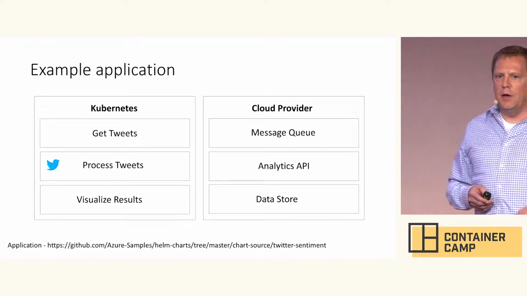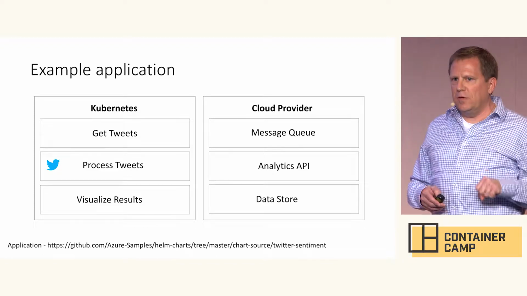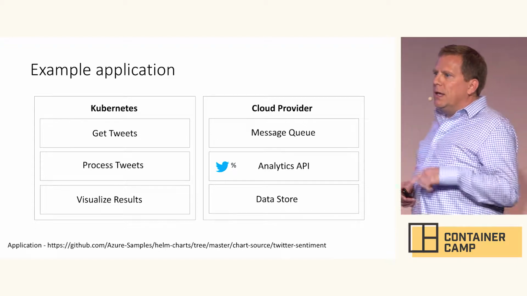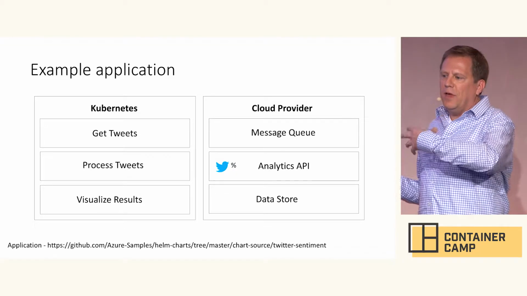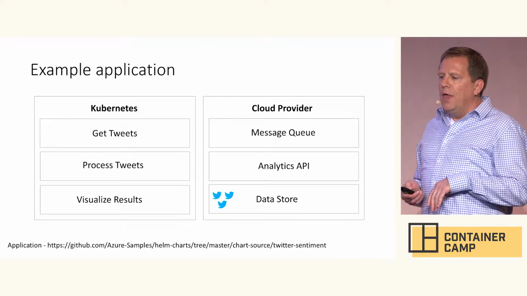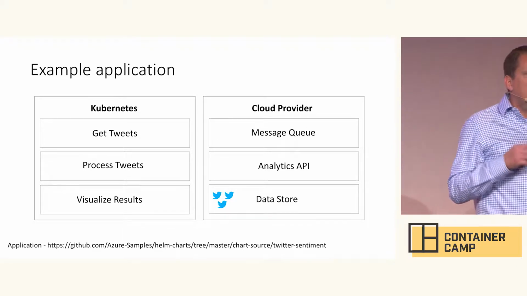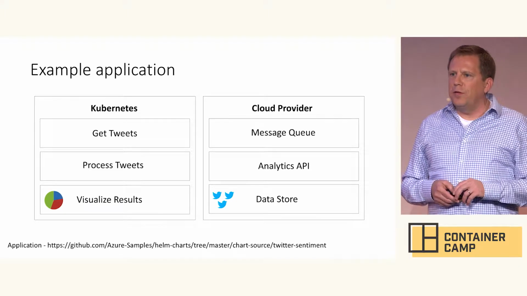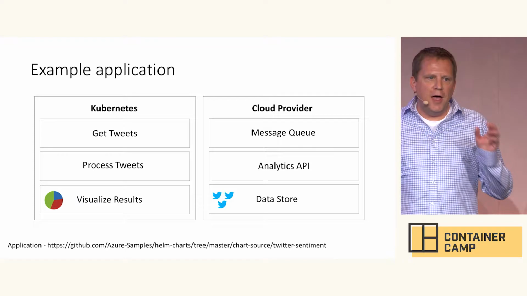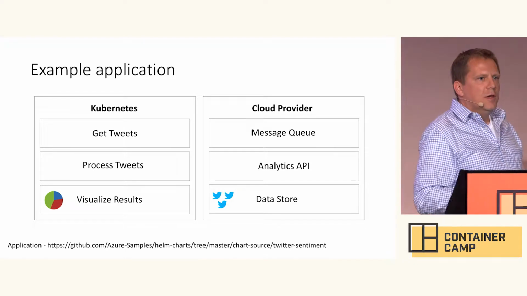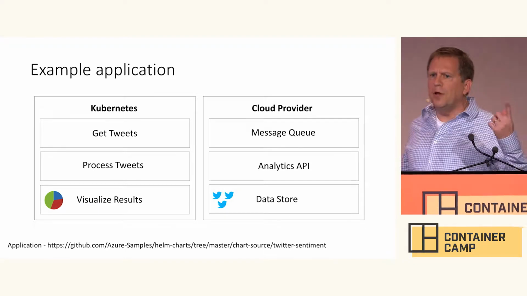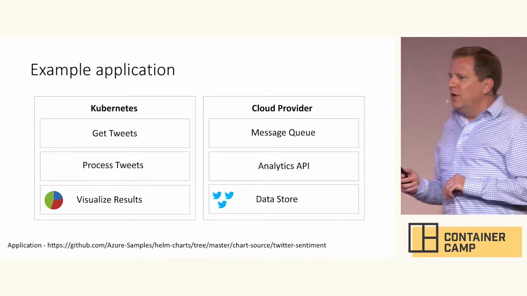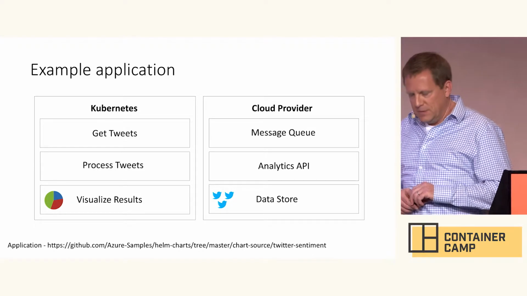I then have another container that's pulling the text, or the body, of these tweets off of the message queue, sending that body against a text sentiment analysis API, and then storing the results in a database somewhere, in this case in a cloud provider. And then finally, there's a third container that's just running a little Flask application that visualizes the results. So a single application, lots of moving parts, multiple components. Notice they're not all in Kubernetes.